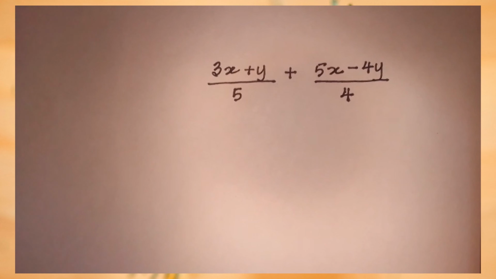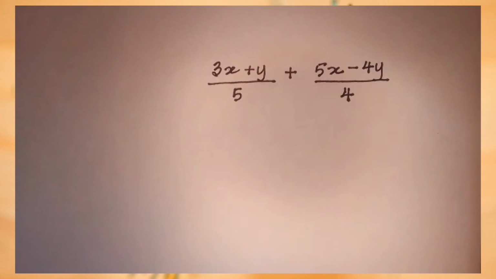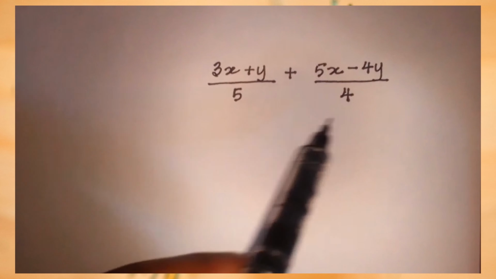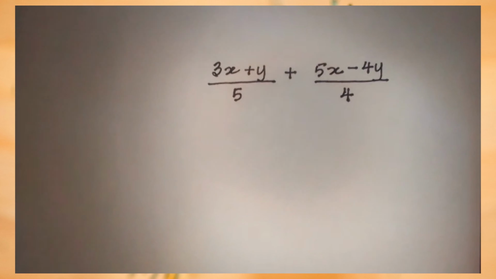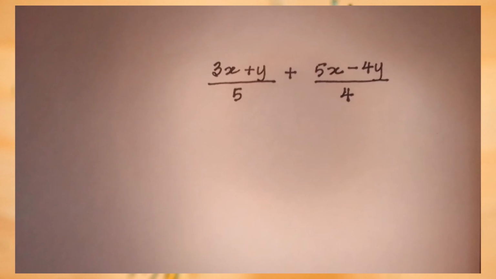Here we have this algebraic fraction. And we know that we're going to add them because of the plus sign right in the middle here. When I look at it, the denominators are different, so I can't just group the like terms in the numerator and add. Can't do that because the denominators are different. So I'm going to use the butterfly method to help me add these algebraic fractions.